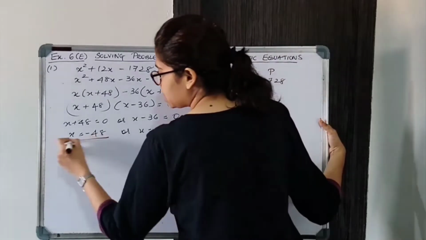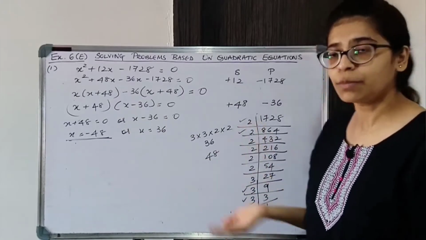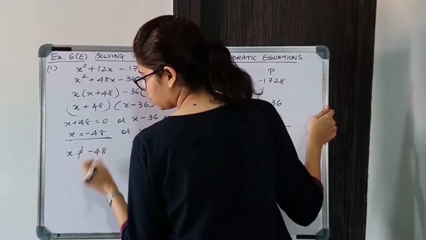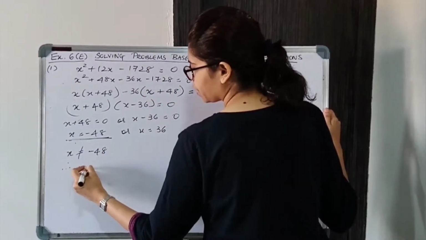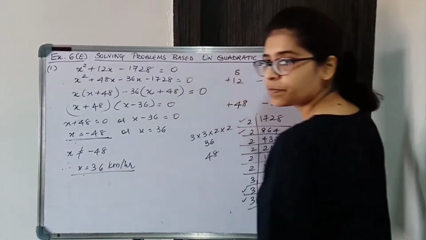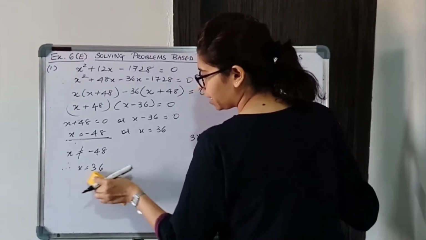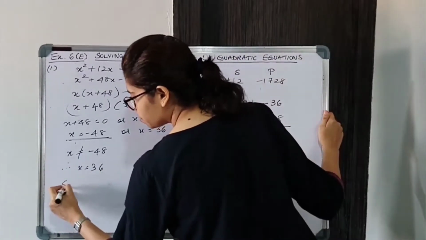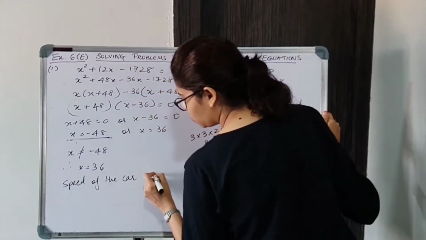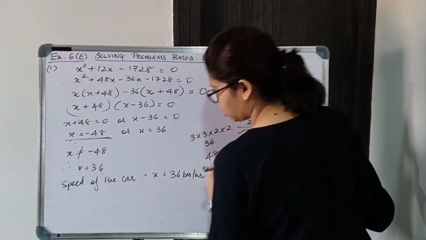Now x is what? X is the speed of the car. Can it be negative? Speed cannot be negative. So this is not possible. Therefore x is equal to 36. ठीक है. So x is 36. Basically you will just write x as 36 and then we'll write down the speed of the car is equal to x, which is 36 kilometer per hour.